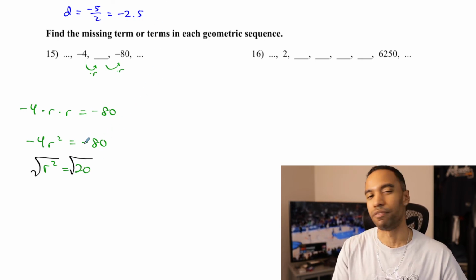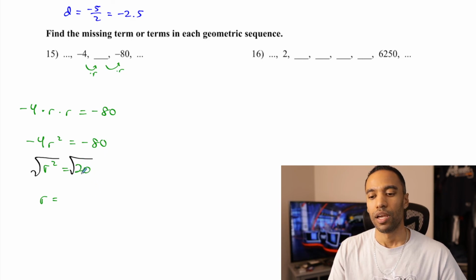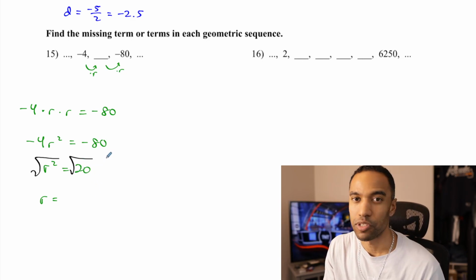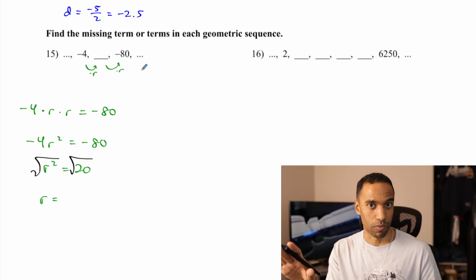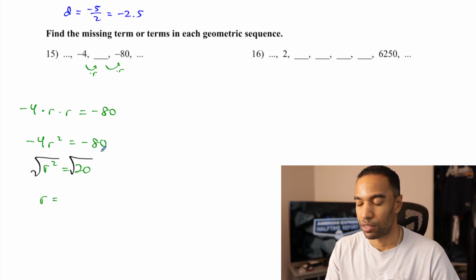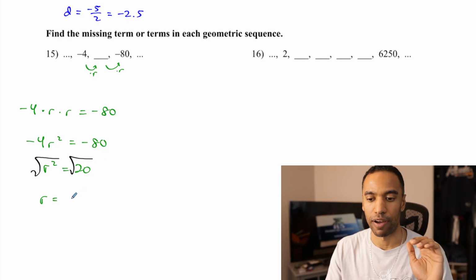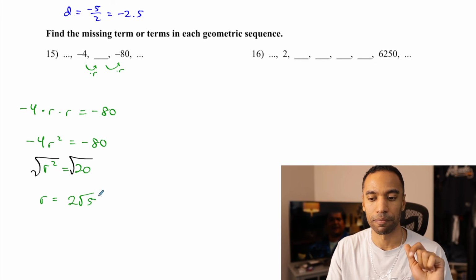Now here's the other part of this that's really interesting about geometric means. I'll show you in a sec. r equals the square root of 20. I'm going to simplify this. I'm going to use not decimals, right? I don't want an irrational whatever number. It is irrational, but I don't want a decimal. The square root of 4 times square root of 5 is 2 root 5. So the answer here is 2 root 5.